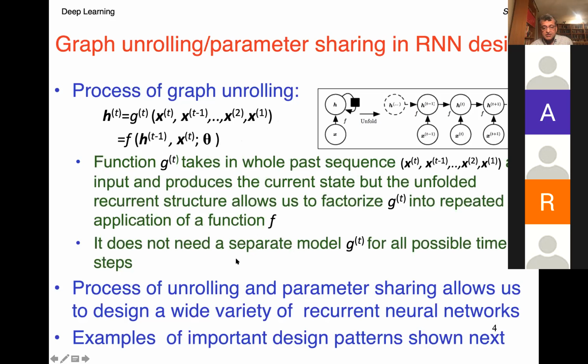All right, it does not need a separate model GT for all time steps. The function becomes different for a shorter sequence, and so on. Whereas here, we'd have some commonality. Process of unrolling and parameter sharing allows us to design a wide variety of RNNs. Examples of important design patterns.